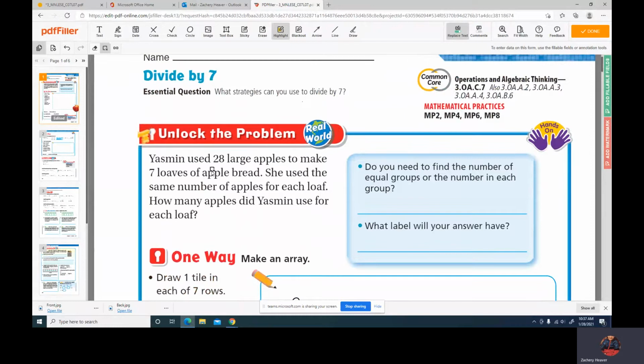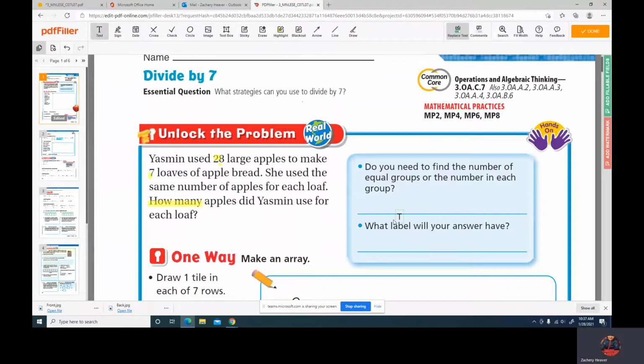It says Yasmin used 28. I'm going to highlight 28. Yasmin used 28 apples to make 7 loaves of apple bread. She used the same number for each loaf. And then how many apples did Yasmin use for each loaf?